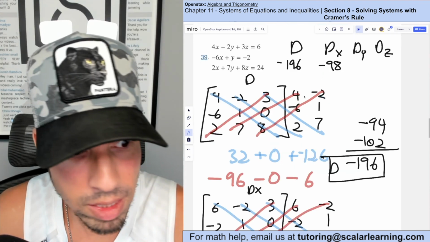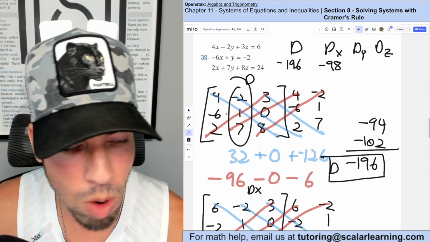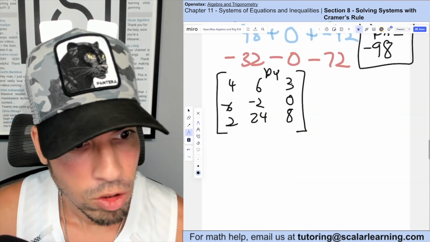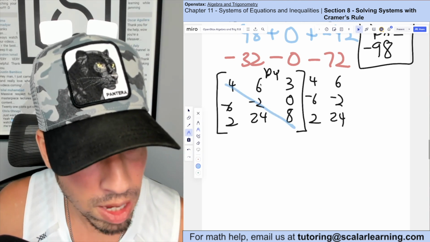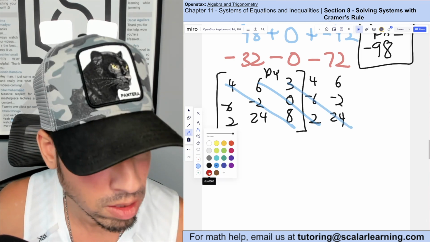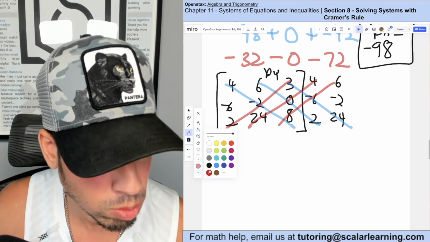Now we want to calculate dy. So again, we're going to use the same matrix, but now we're going to replace the y column with these constants out there. So let's do that now. So now we're going to repeat these first two columns, and then we're going to multiply. We're going to add all of those products, and then in red, coming back the other way, we're going to multiply and we're going to subtract those products.